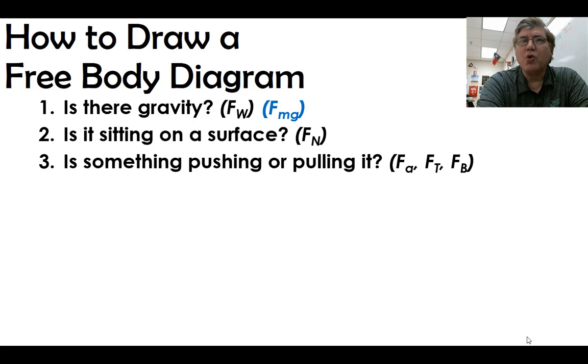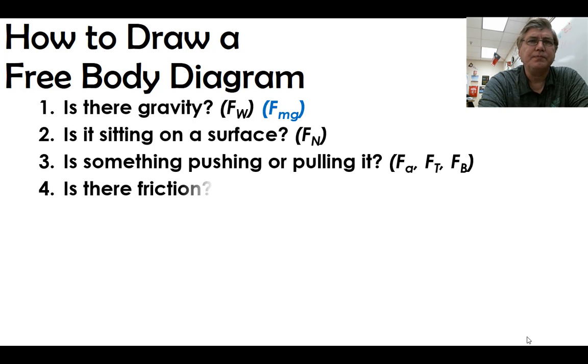Is there something pushing or pulling on it? So these can be labeled many different ways. F sub A could be the applied force, Ft could be tension, Fb could be buoyancy. There are many ways to label forces, and they should kind of become intuitively obvious once you read the question and look and see what kind of forces should be acting on the object.